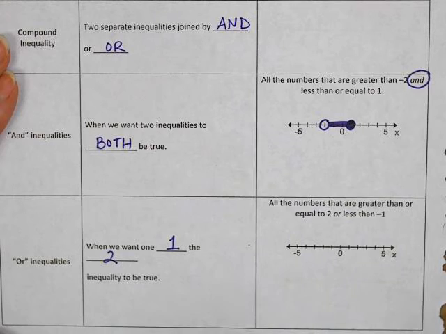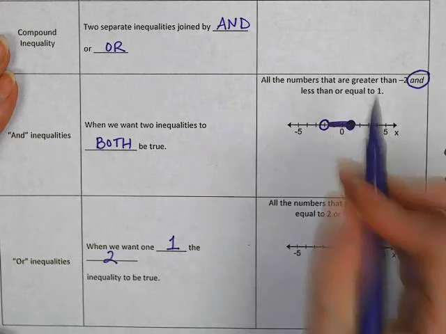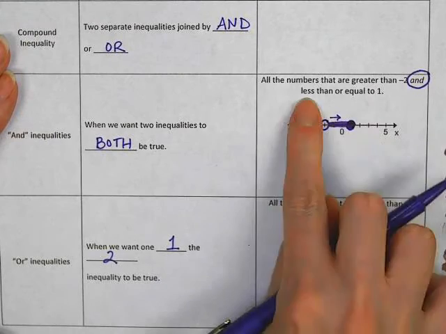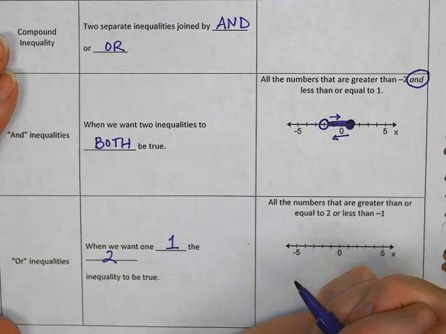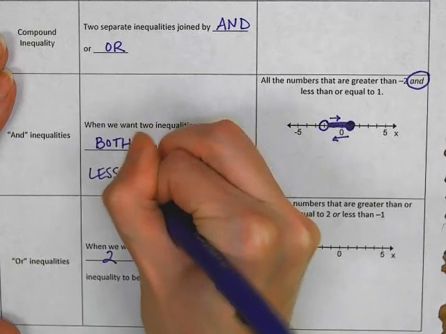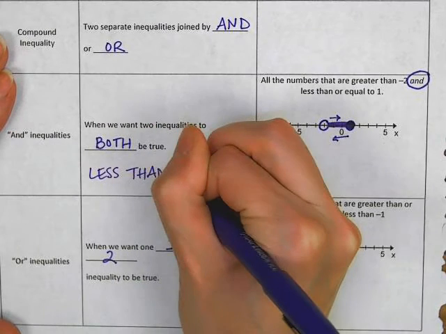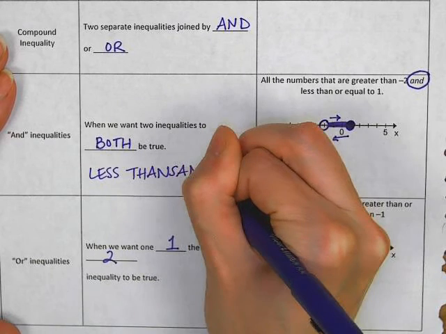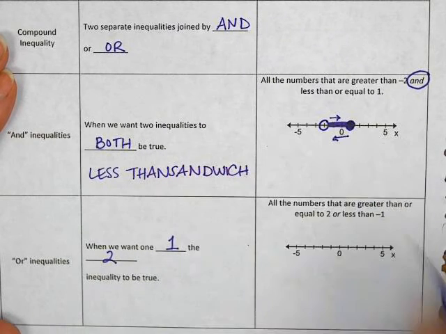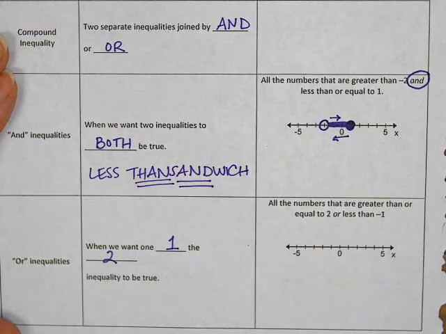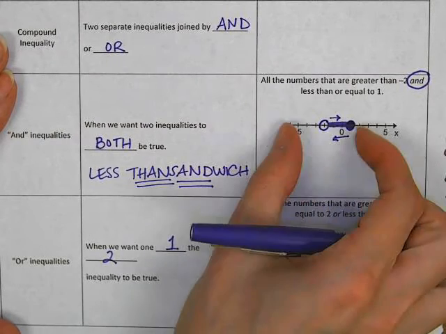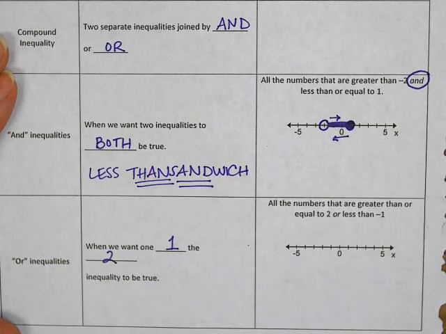And if you really think about it, that's what it's saying. Greater than -2 would be going this way. Less than 1 would be going this way. So where they overlap is that section in the middle. We call it, and I'm going to be super annoying here, we call it a less than sandwich. Because and sounds like sandwich, and it's getting sandwiched between the two circles. So whenever it's and, you make a sandwich.